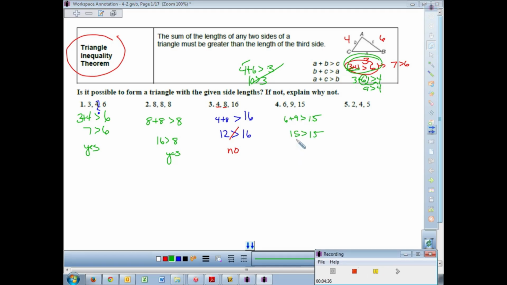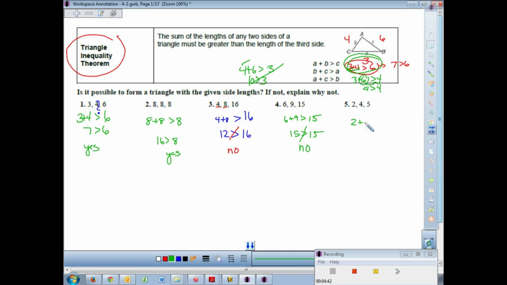We got to the point here to where we got 15 greater than 15. Yes or no? No. Cross it out. Because that's when we did the two pieces of spaghetti that were equal to that third side. It didn't make a triangle, right? They didn't add up to be greater than.